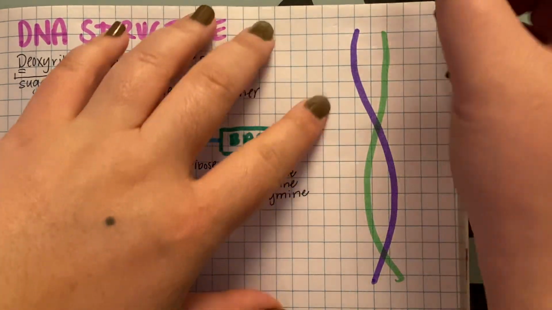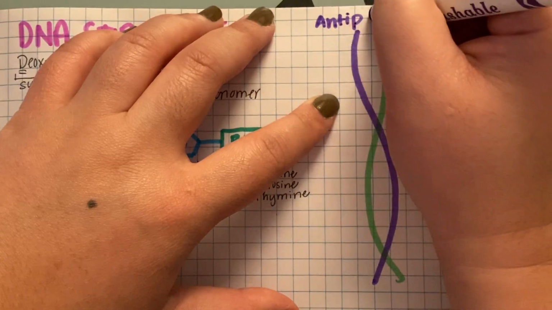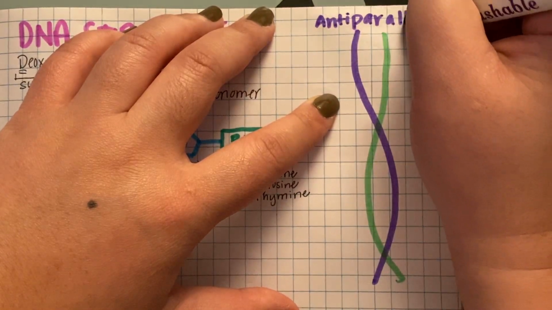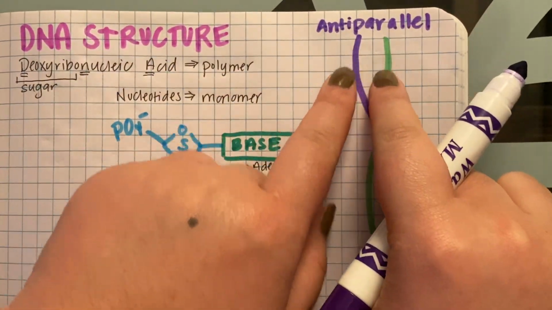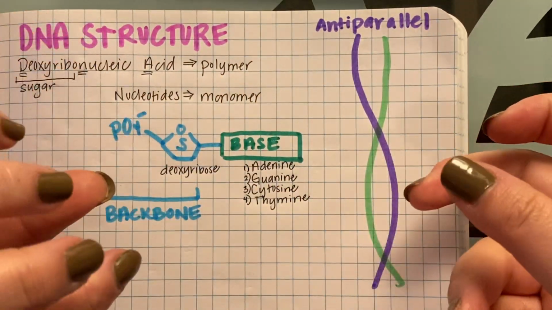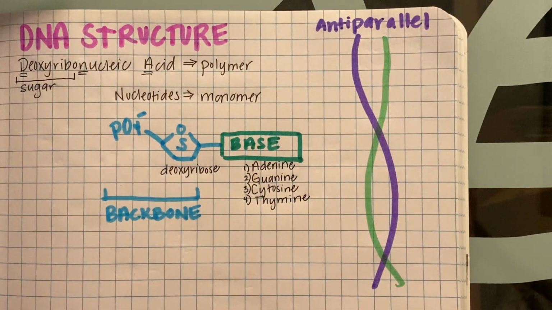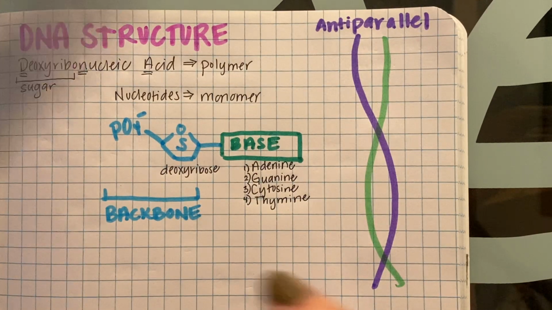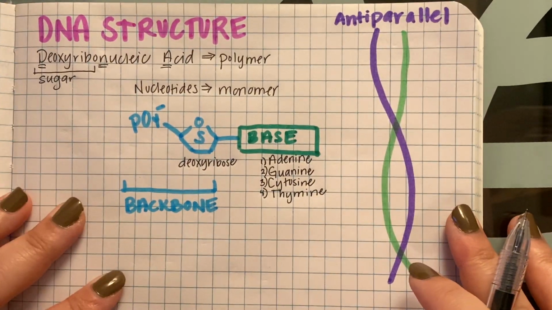DNA is said to be anti-parallel. The two strands are parallel, so it's like if you take a ladder and then you twist that ladder, the two backbones are going to be parallel to each other, but we say they're anti-parallel. And what the anti refers to is the directions of our DNA.